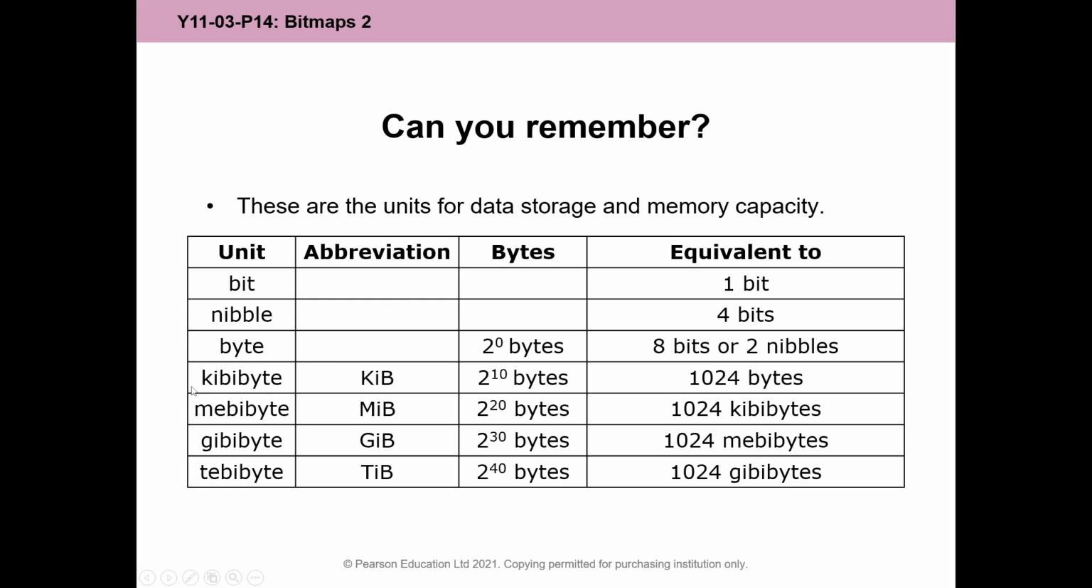If you want to get into kibibytes, remember that's a capital K and an I and then a capital B. A lowercase b means bits, a capital B means bytes. Edexcel insist on using these kibi, mebi, gibi, and tebi prefixes, and they are always powers of 2, as in 2 to the power 10 is 1024.